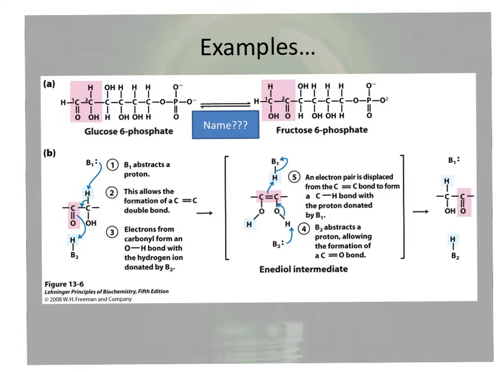And the way it does it, for example, is you have some type of general base here that's going to abstract the hydrogen off of the carbon. Then you have a general acid. So you make this enediol. It's written right there. And then you just get the reversal. The base gets its hydrogen back, and then it takes the hydrogen from what will be the general acid. And so you just swap places.